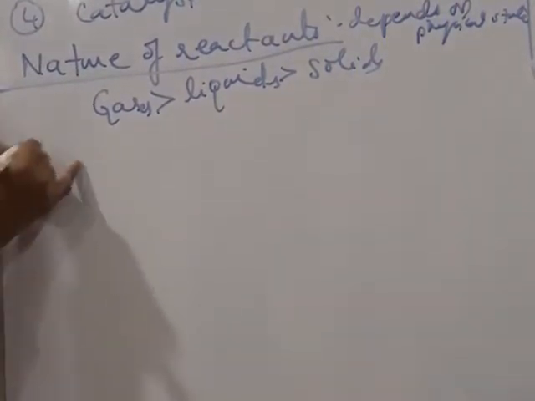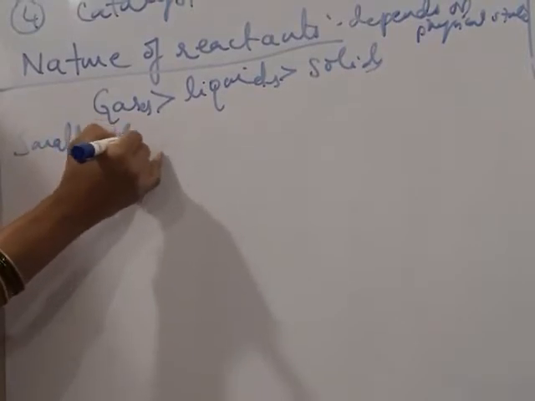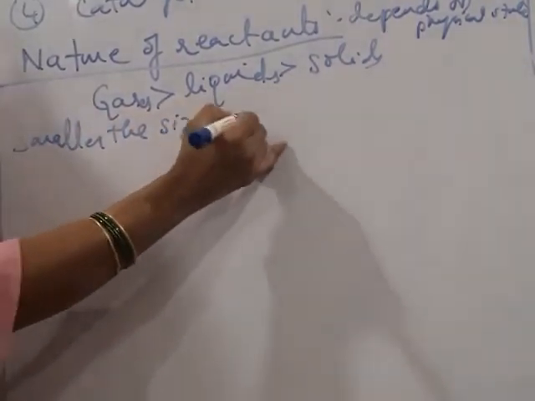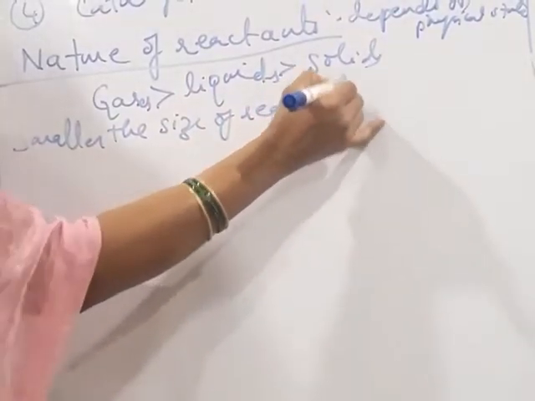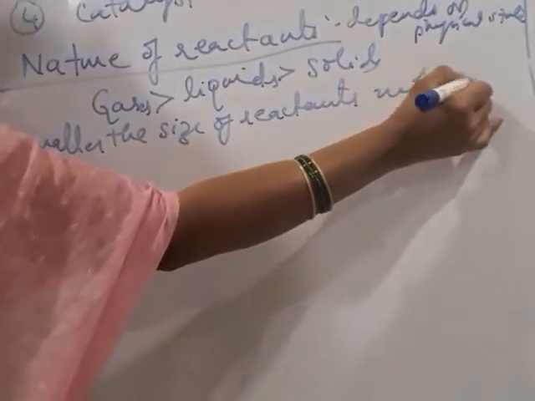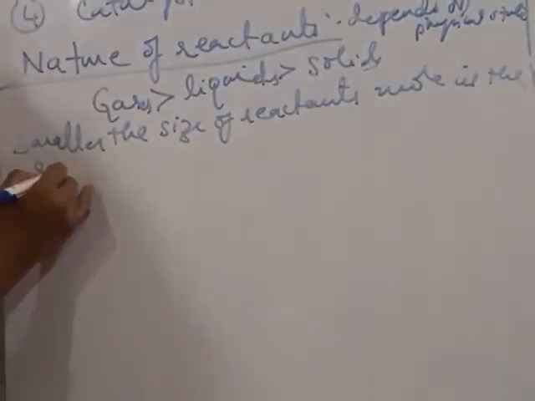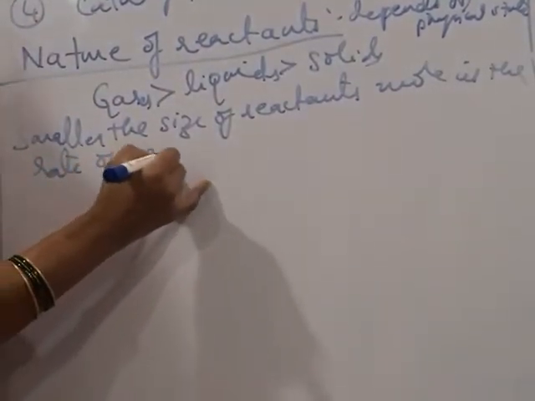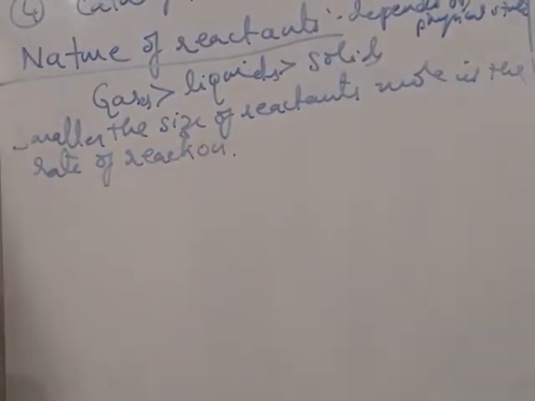Smaller the size of reactants, more is the rate of reaction. Okay. Then reactants which are in powdered state, they show more rate of reaction than in the block form. Okay. In powdered state, surface area of reactants increases. That's why rate of reaction also increases.